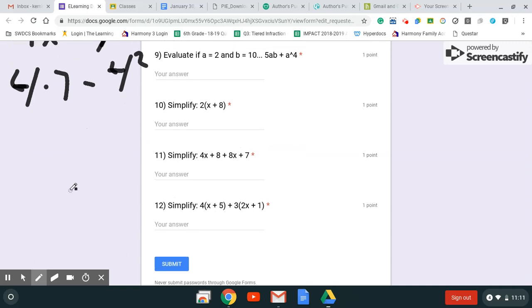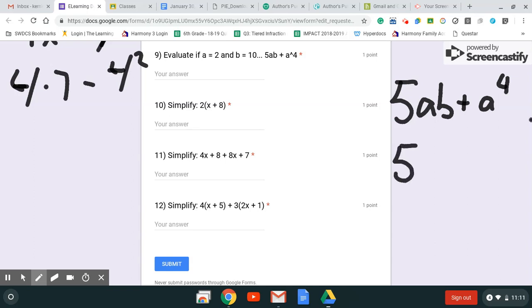Number 9, same type of problem. So evaluate if a equals 2 and b equals 10. So you have 5ab plus a to the 4th. So you have 5 is touching the a and b, so that means we're going to multiply. So we're going to take 5 times a equals 2 times our b equals 10 plus our a equals 2 to the 4th. So you're going to go ahead and solve that. 5 times 2 times 10 plus 2 to the 4th.